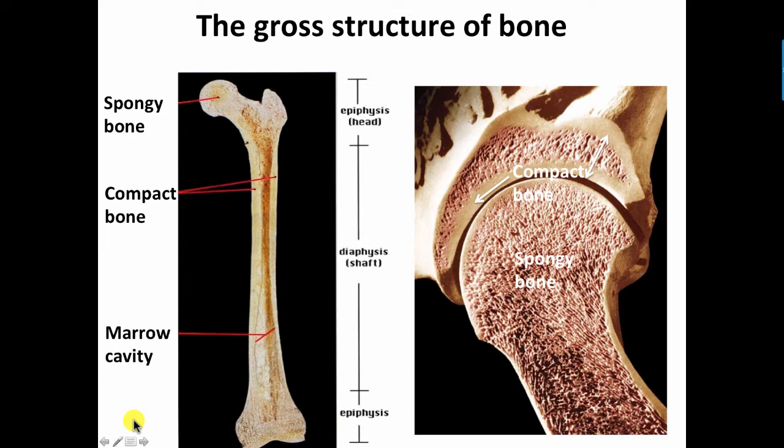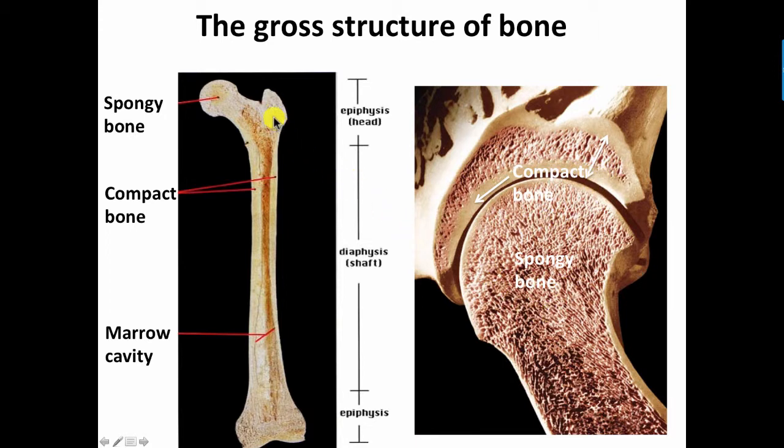Bones can be classified in a number of ways. On a macroscopic level, they can be classified according to their shape. So we have long bones, such as the bones of the arms and the legs. We have short bones, such as some of the bones in the fingers and the toes, such as the carpals and the phalanges. Flat bones, such as the bones of the skull, or irregular shaped bones, such as the bones of the vertebrae. Also, on a macroscopic level, bones can be divided into two classes, compact bone or spongy bone.